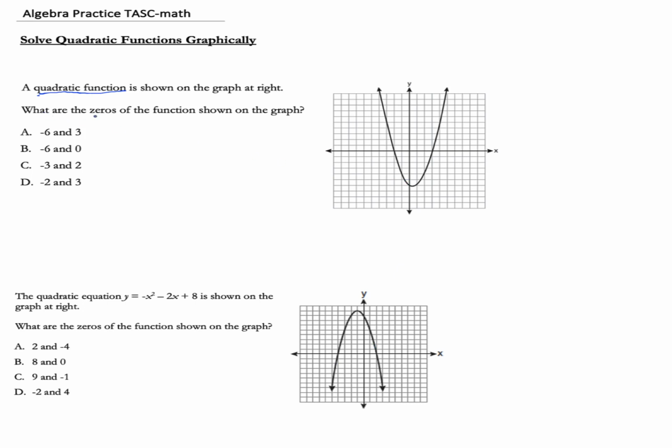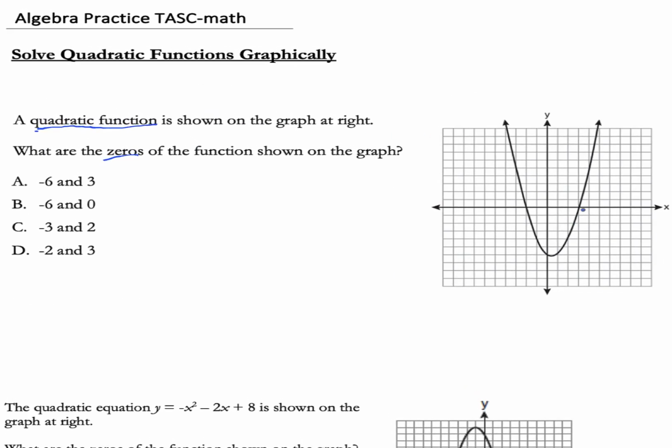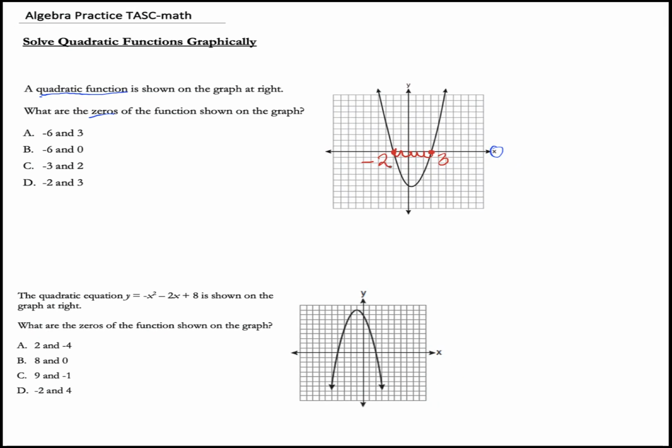And this one says, what are the zeros of the function shown on the graph? When they say zeros, they want to know where your graph crosses the x-axis. So your graph crosses the x-axis here and here. And what are those values? So this is the origin. If you go to the right, 1, 2, 3, that's a positive 3. And if we go here to the left, 1, 2, that would be a negative 2. So your answer is D.